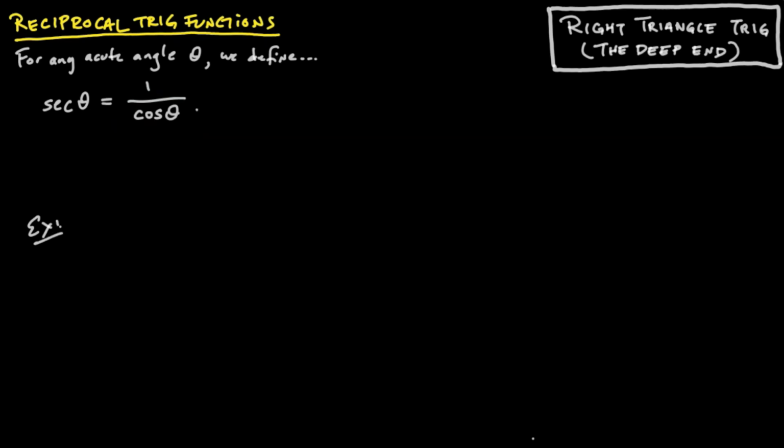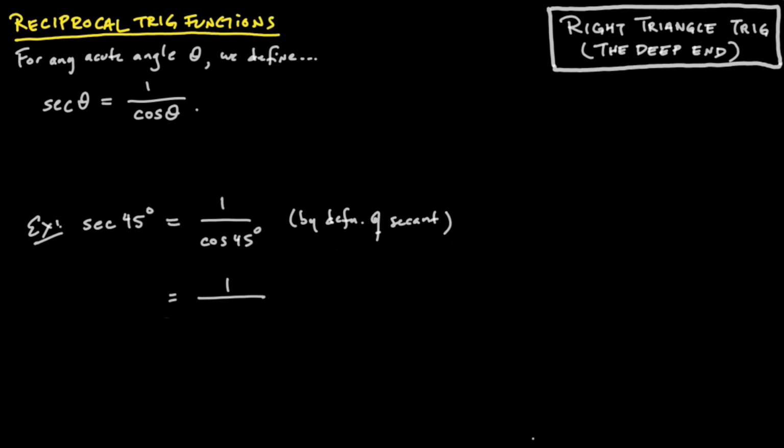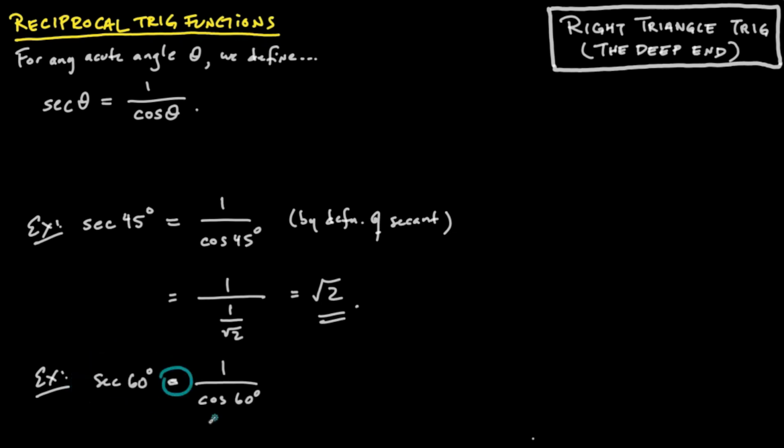So that tells us, for example, that the secant of 45 degrees is simply 1 over cosine 45 degrees by the definition of secant, which is therefore 1 over, well, you know what cosine of 45 degrees is. It's the same thing as the sine of 45 degrees, namely 1 over root 2. And the reciprocal of 1 over root 2, of course, is the square root of 2. And that's that. Or similarly, the secant of 60 degrees is simply 1 over the cosine of 60 degrees.